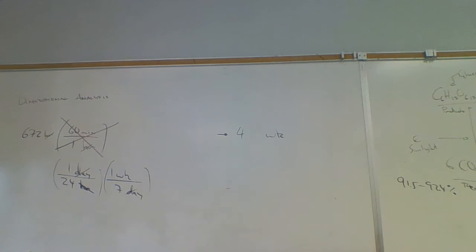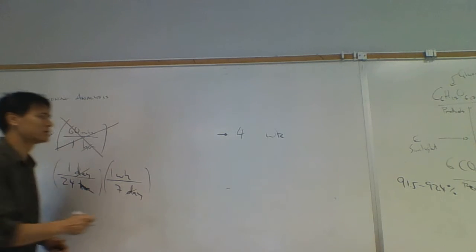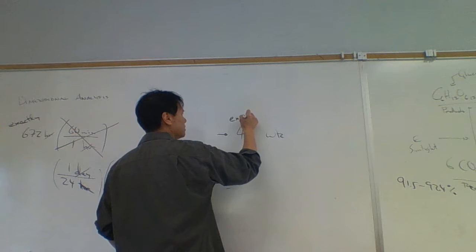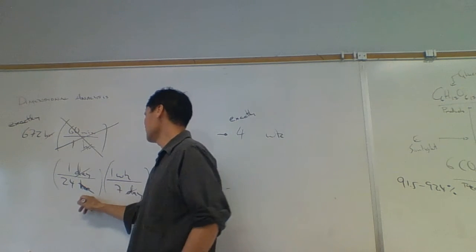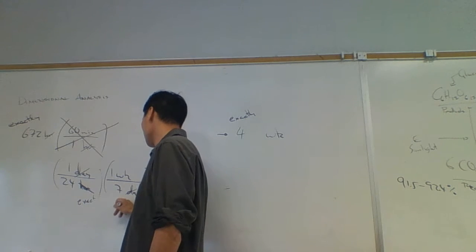We punch it out in the calculator, and it came out exactly 4 weeks? Yeah. Then we have to do something here. So if we said in exactly 672 hours, there would be exactly 4 weeks, because these two are exact. This is exact. This is exact.